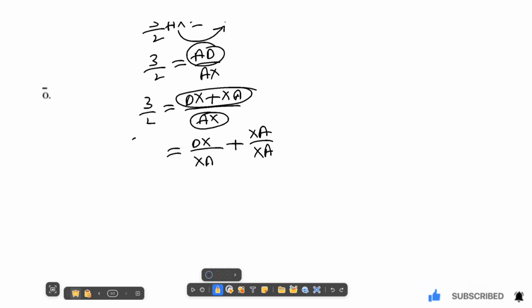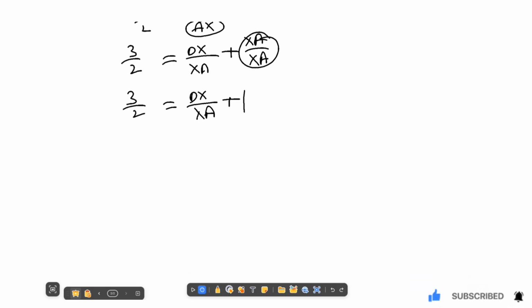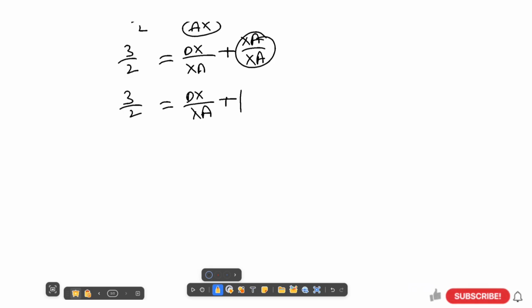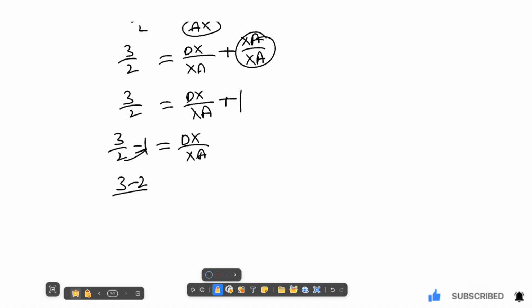Now here it is equal to 3 by 2, right? So 3 by 2 is equal to dx by XA plus, what is this value? XA by XA value is 1. So if you bring that one to the left side, it becomes 3 by 2 minus 1 is equal to dx by XA. So here multiply 2 and 1. Now we'll get 3 minus 2 by 2 is equal to dx by XA. So otherwise we can write dx by XA is equal to 3 minus 2, so 1 by 2.